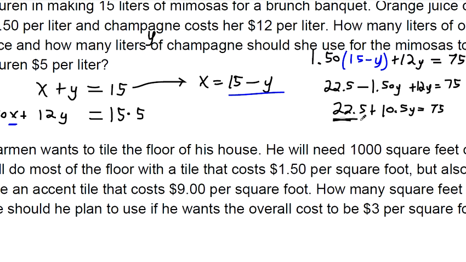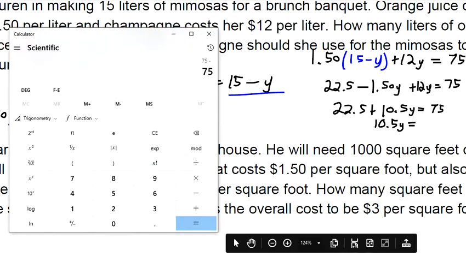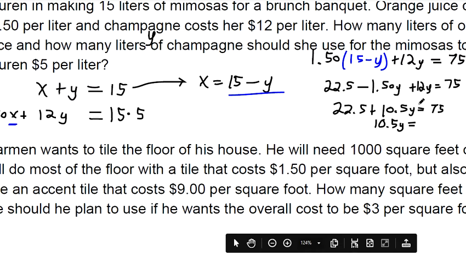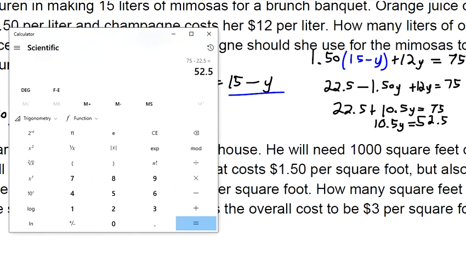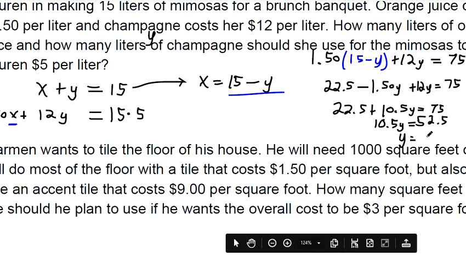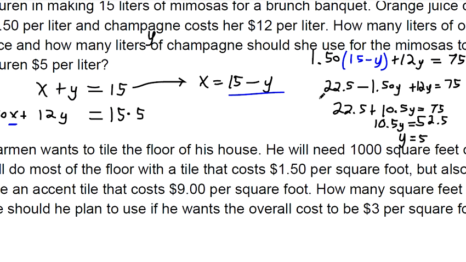Getting closer. Now you want to subtract that 22.5 from both sides. So we got 75 minus 22.5, that gives us 52.5. And then the last step, you've got to divide both sides by 10.5. So you get 5. We're looking for 5 liters of champagne. 5 liters of champagne for this mix.